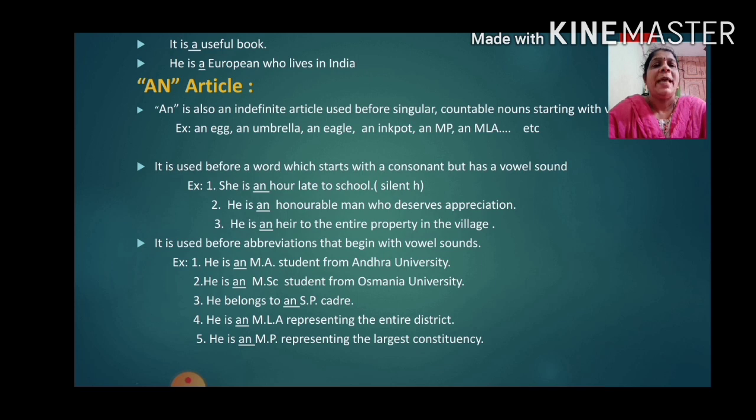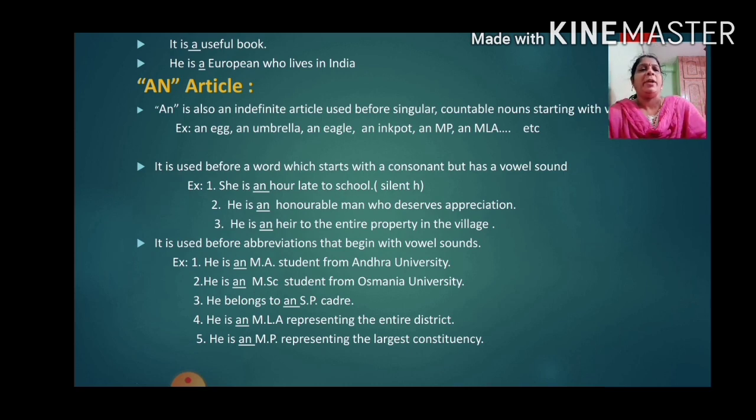He belongs to an SP cadre. He is an MLA representing the entire district. He is an MP representing the largest constituency. So in all such cases, in all the abbreviations here, where the words have the vowel sounds, we are using the indefinite article, and this should be noticed clearly because generally people make mistakes in such cases. They write article A. So this should be understood clearly.